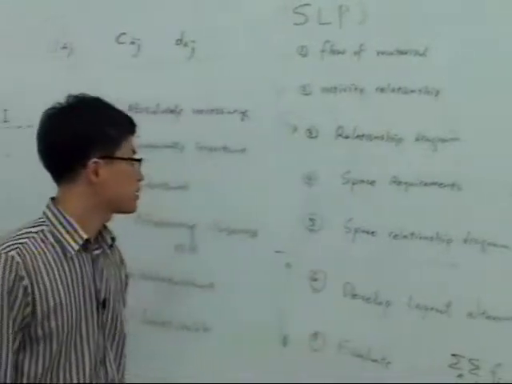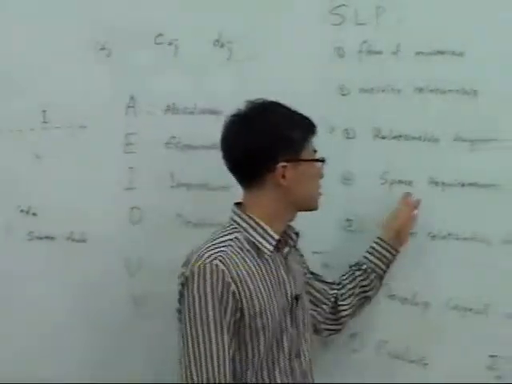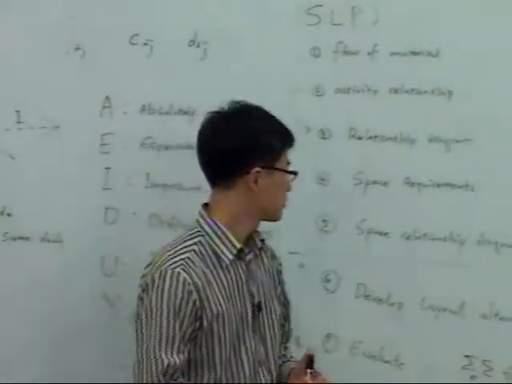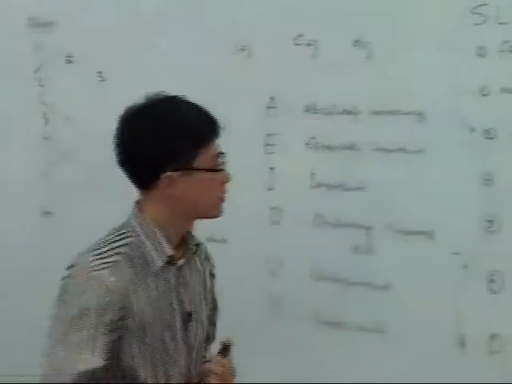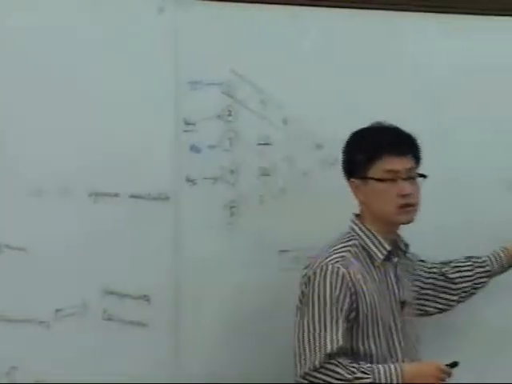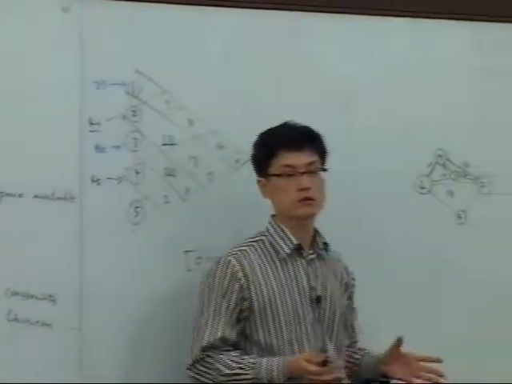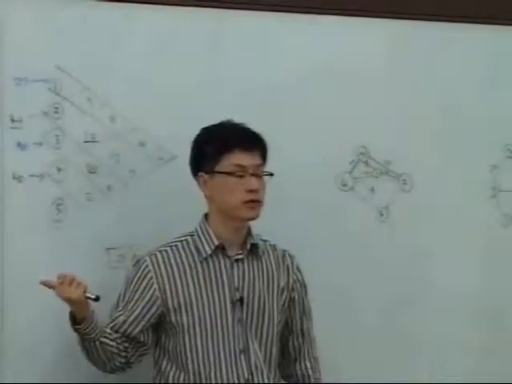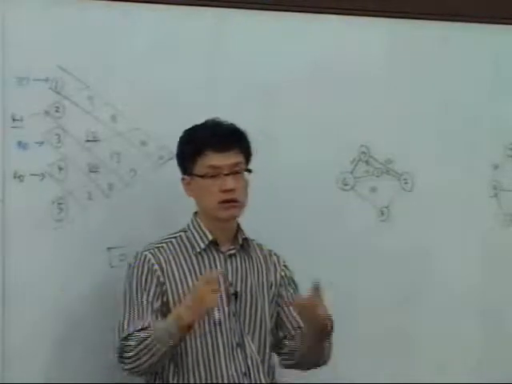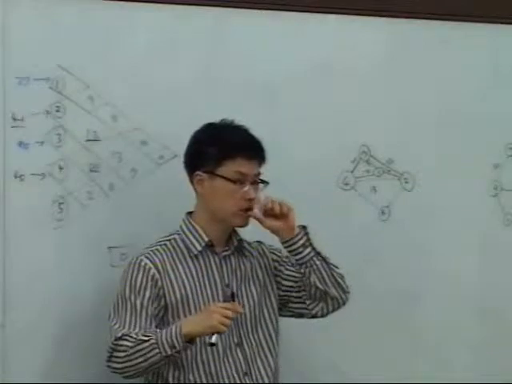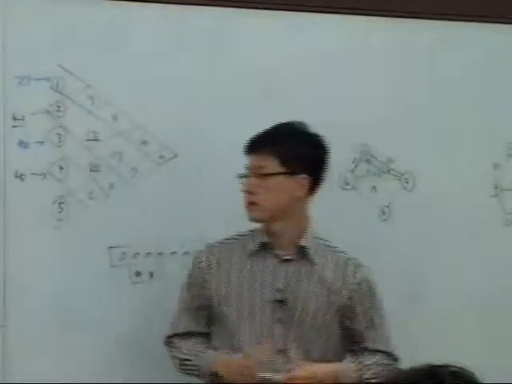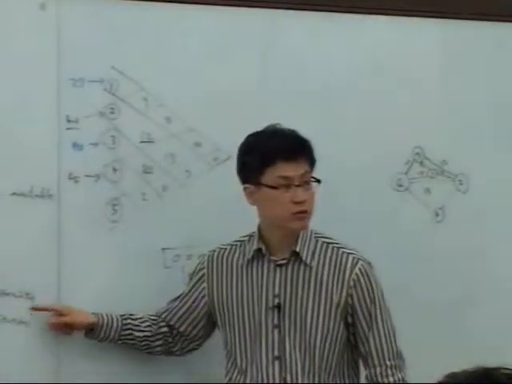Okay, next step, the space relationship diagram. Let's assume the space requirement is done. How can you implement the space relationship diagram from this? Easy. You just make things larger according to the space requirement. Okay? You can make it circular or rectangular, whatever you want.